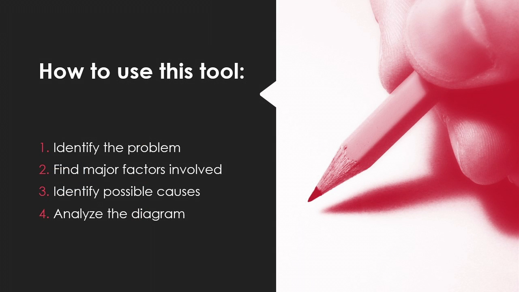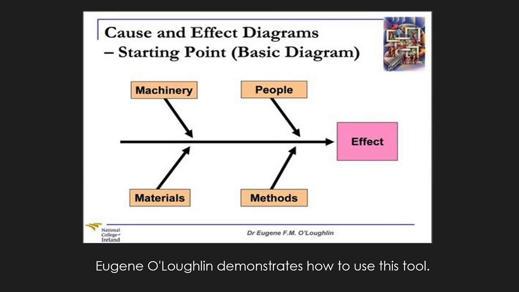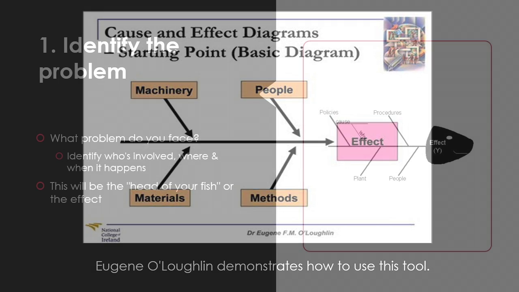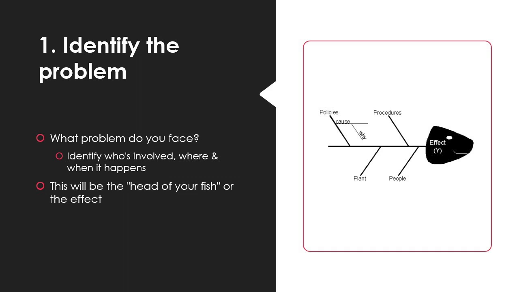To use this tool, step 1 is to identify the problem. Step 2 is to find major factors involved. Step 3 is to identify possible causes. Step 4 is to analyze the diagram. And on this next slide, I have a YouTube video by Eugene O'Laughlin, and he demonstrates how to use this tool. What problem do you face?